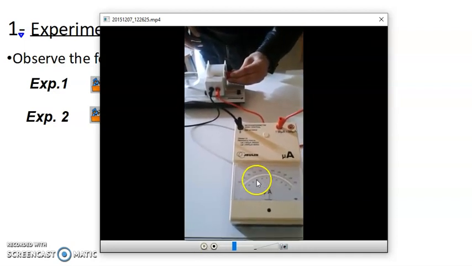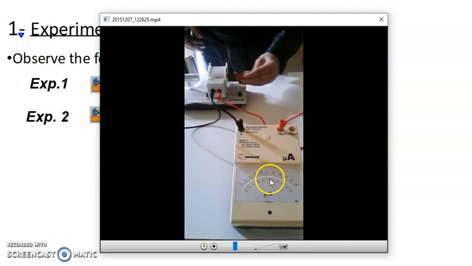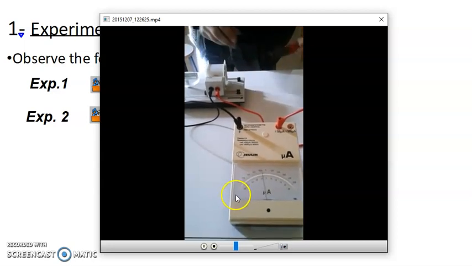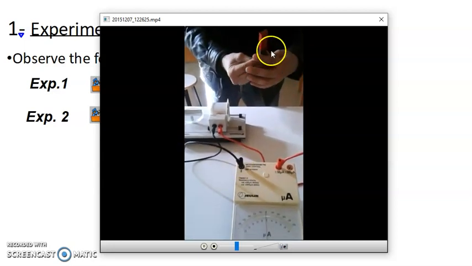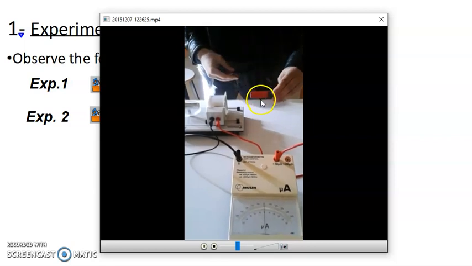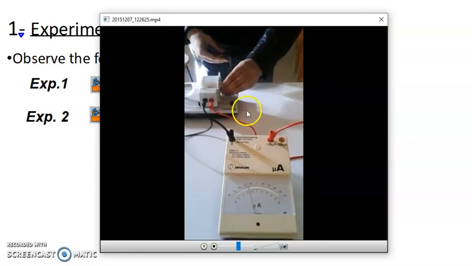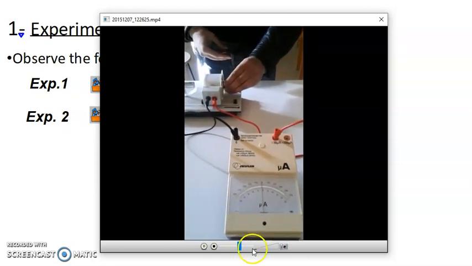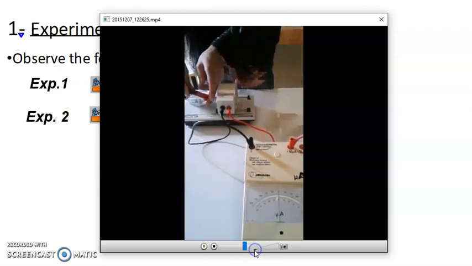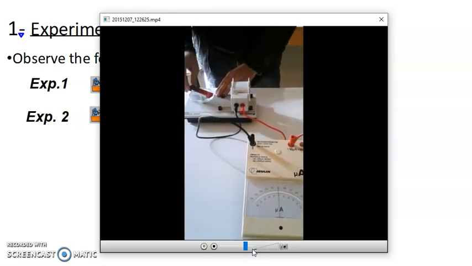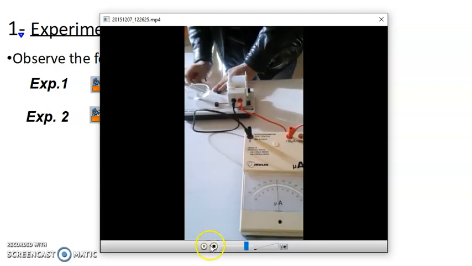You see, here it returned to zero, then deviated in the other direction. Let's change the polarity of the magnet. We do have an electric current, but in the other sense. Okay?